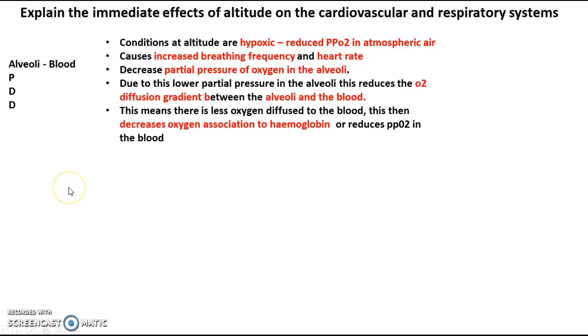So if we go on from there, now we're at the blood, and obviously we know that we now have to get the blood. Once we've got the oxygen from the alveoli to the blood, it's all been reduced. We now need to get it from the blood to the muscles. So then we go through the same process again.